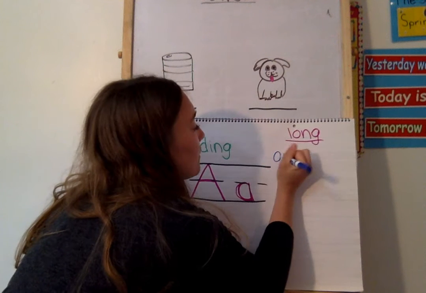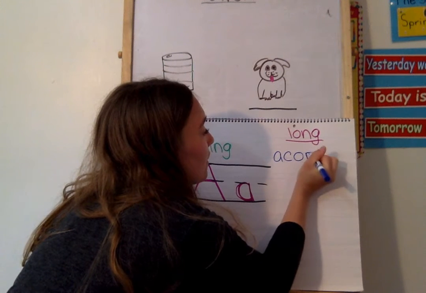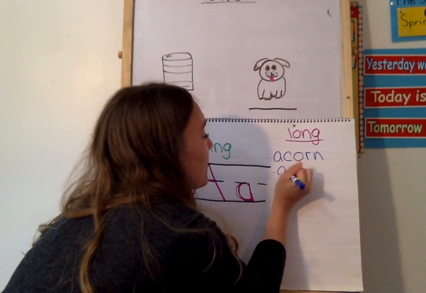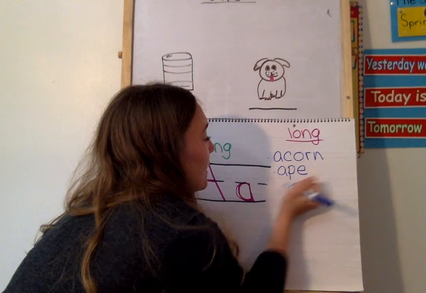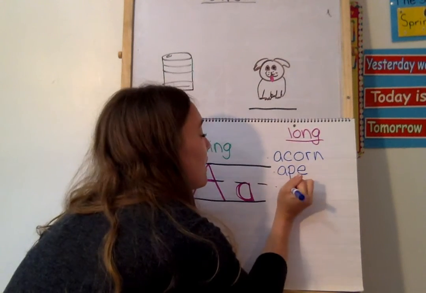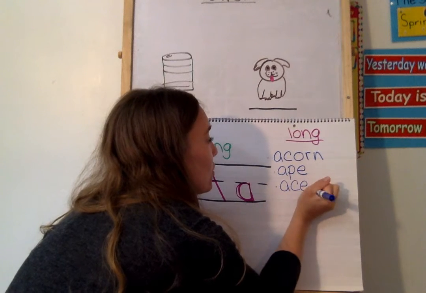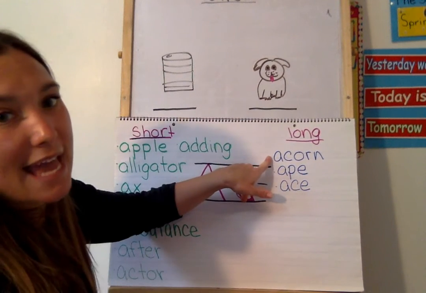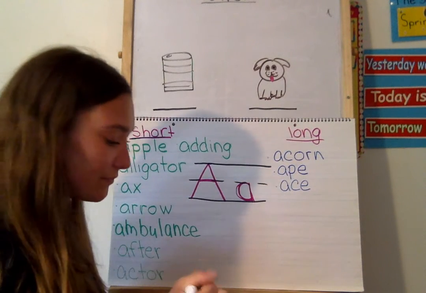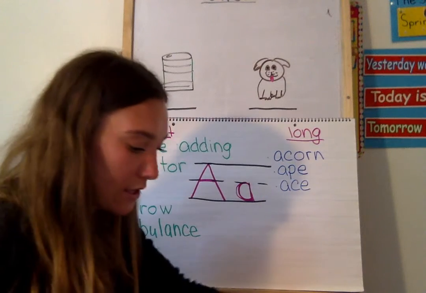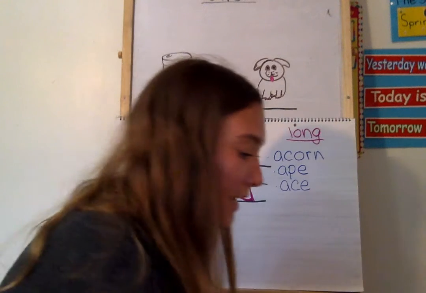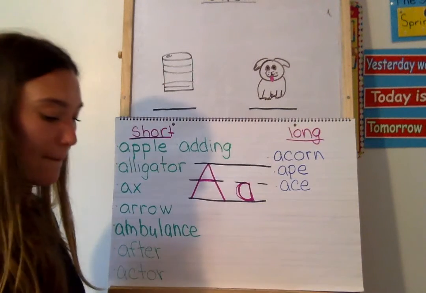Some long vowel A words would be acorn. Ape. And then ace, like the card in playing cards. So these all have the A sound. Acorn. Ape. Ace. All right. Nice job. So we're going to start by doing our tracing, and then we'll find some pictures.